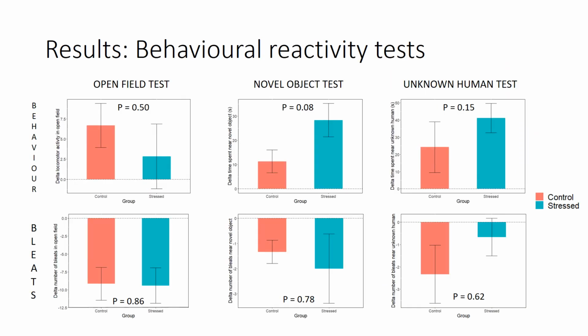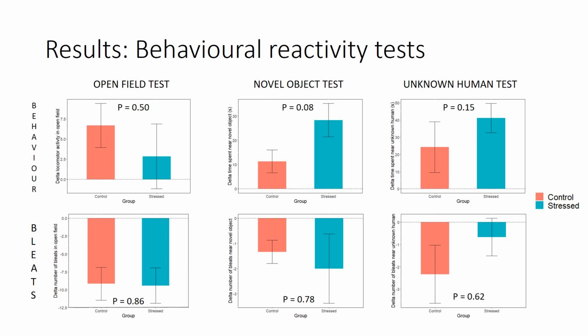Here are the results of the behavioral reactivity tests. In the top row, you can see the locomotor activity results of each test, and in the bottom row, the quantification of vocalizations emitted during each test. Each plot represents the differential amount of behavior between the two time points in each group, with results from the control group in red and results from the experimental group in blue.